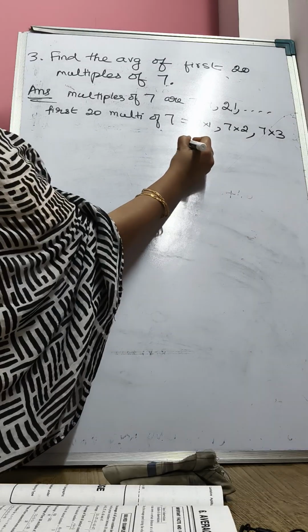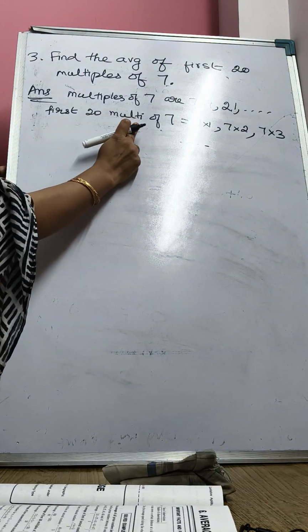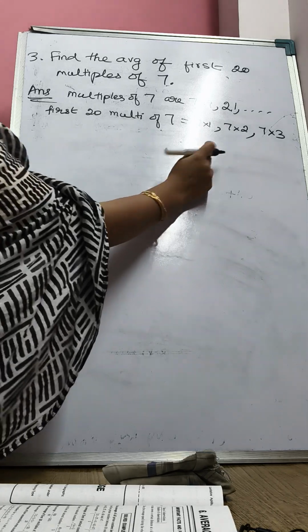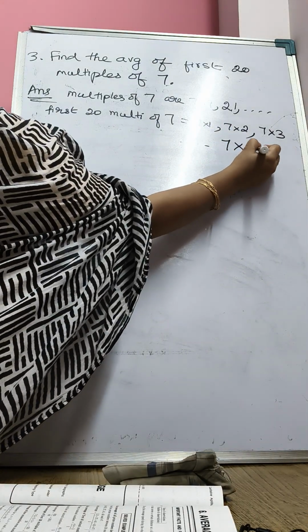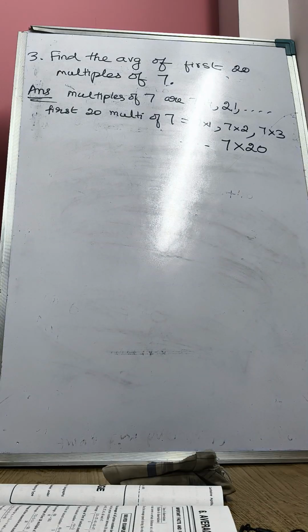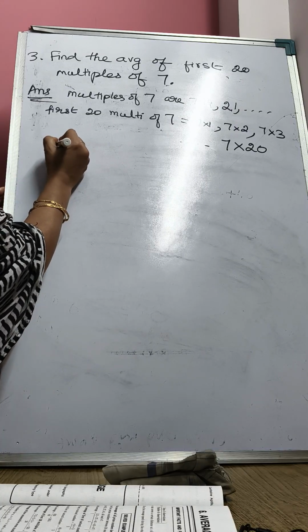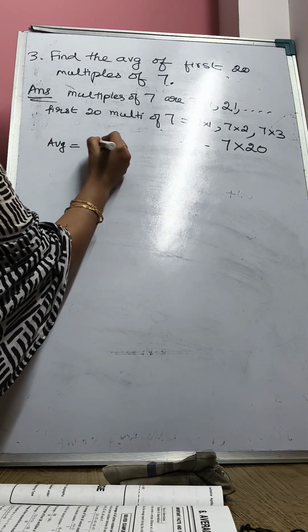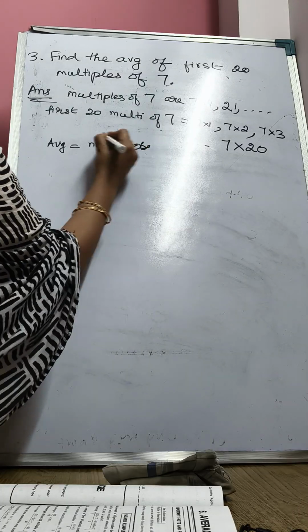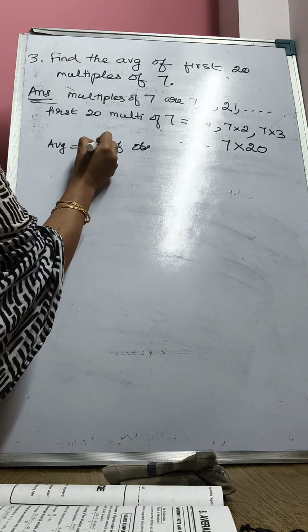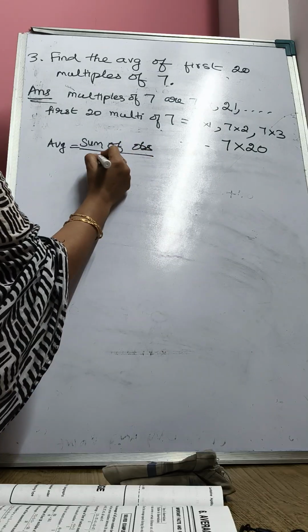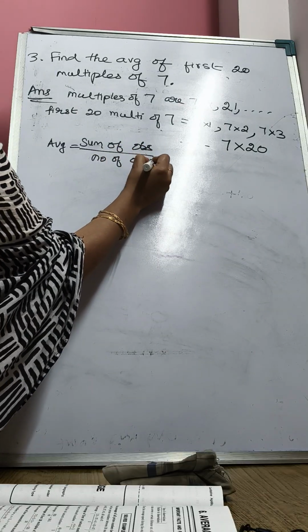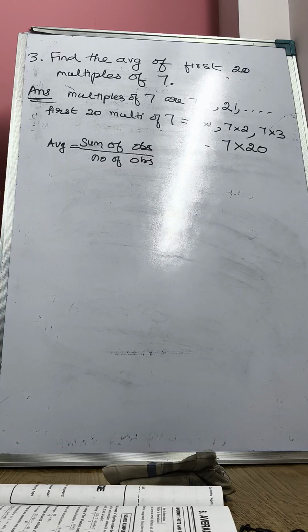And so on. I want 20 multiples, isn't it? So I can write up to 7 into 20. Okay. Now, what is the formula for average? Average is equal to the sum of observations divided by the number of observations. So, we need the sum of observations, isn't it?